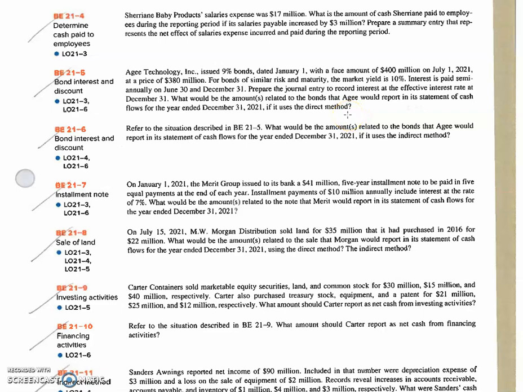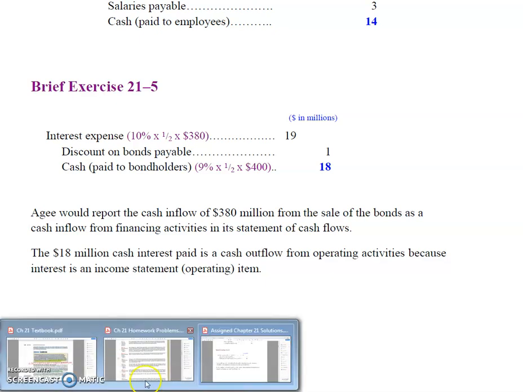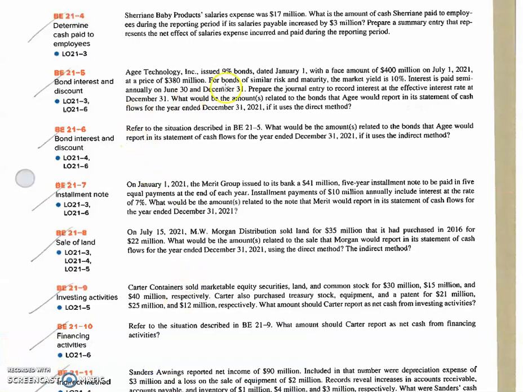Now, in its statement of cash flows, it's going to have to report the amount of cash interest paid. So that's 9% times $400 million times half a year. That is all going to be reported as the cash outflow. Now, interest expense on the effective interest method, that first year, we haven't amortized any of the premium or discount, is going to be $380 million cash that we received, net book value of the bonds, times the 10% effective interest rate, times half a year.